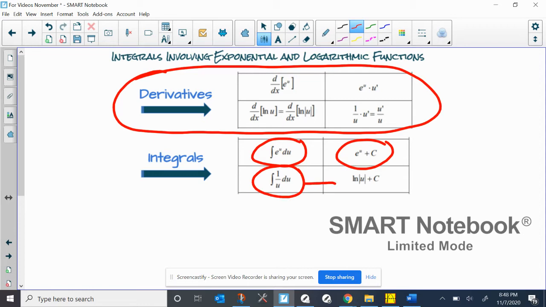The more interesting one to me, I think, is the idea that we're going to go from 1 over u to the natural log of the absolute value of u plus c. So absolute value, remember that you cannot take a natural log of a negative. And if I was working in this direction, that absolute value would not affect my answer at all. So we put the absolute value symbols on to ensure that we actually have something that's possible. So we will do absolute value unless we don't need them.